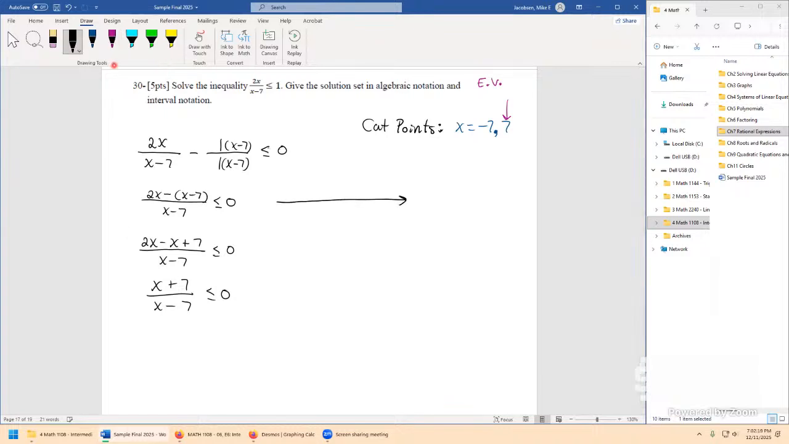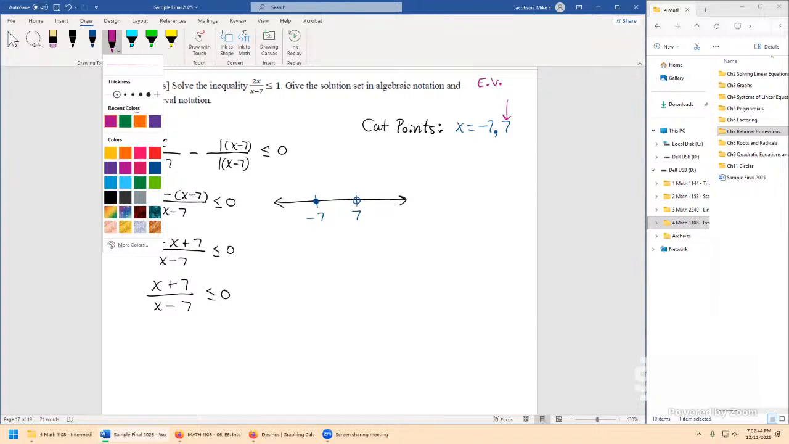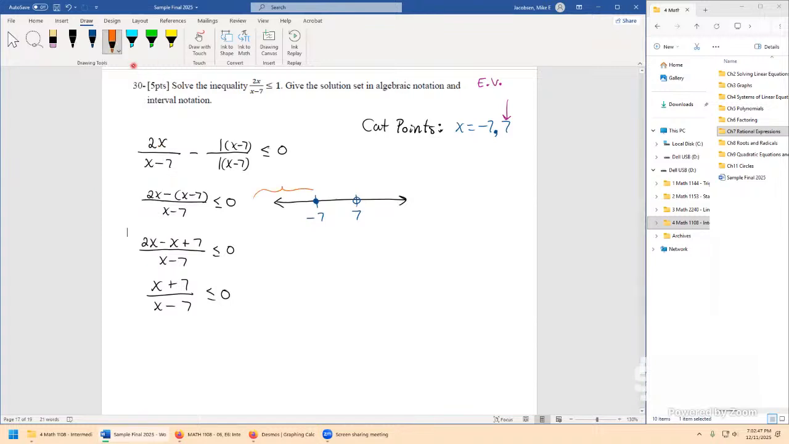Now, once we have the cut points, we can plot them on a graph to organize all this information. Here's -7, +7. We have a less than or equal to. I know -7 is a solution. That will give us 0 is less than or equal to 0, so we can fill in that point. But +7 is not a solution. It's an excluded value in this problem, so we put an open circle on that one. But now the question becomes, where are the other solutions? And here's where we start to use test points.